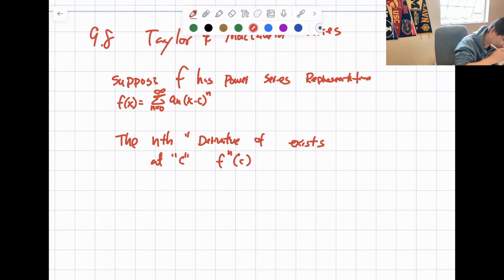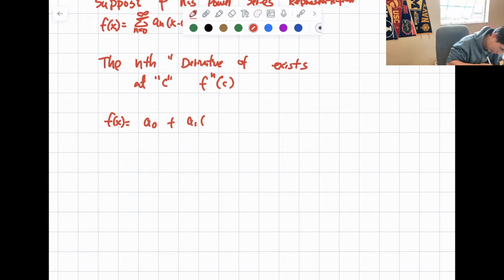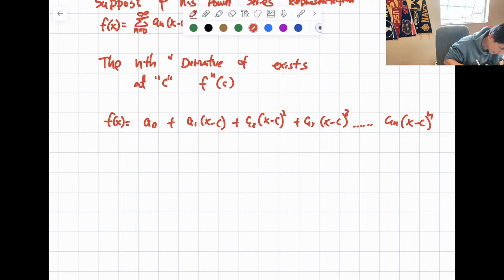Okay, so what we're gonna do is start with writing out the series. It'll be a0 plus a1 times (x minus c) plus a2 times (x minus c) squared plus a3 times (x minus c) to the third, and keep on going until a_n times (x minus c) to the n. And it keeps on going, but we don't need to worry about it.